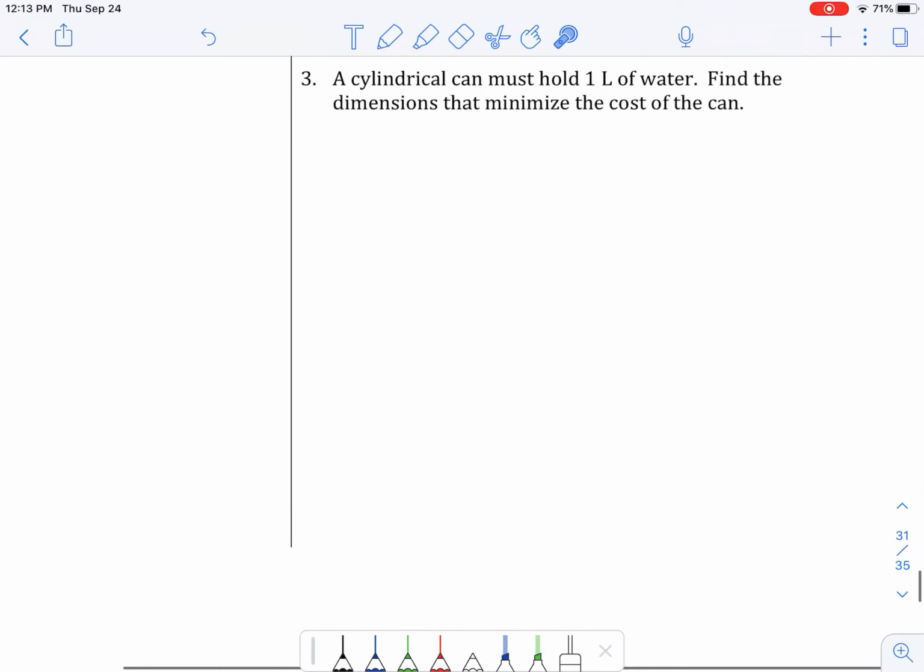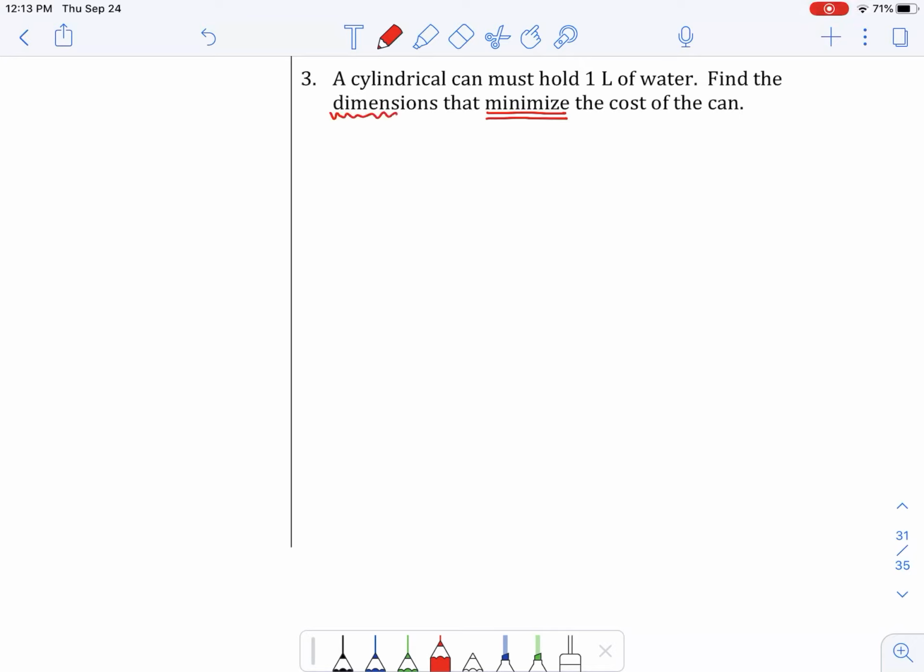All right, for our last example, this is a very traditional, again, optimization problem. A cylindrical can must hold 1 liter of water. Find the dimensions that minimize the cost of the can. So minimize tells us it's an optimization problem.